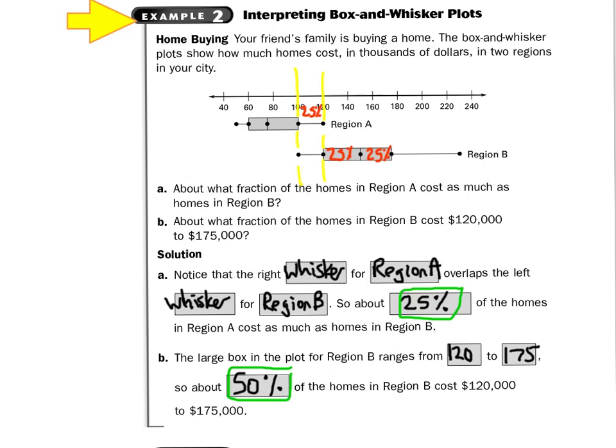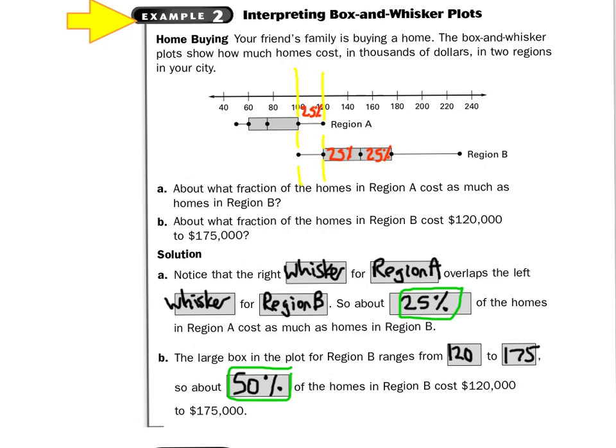Now they wanted a fraction, and you know 25% is the same as 1/4. Okay, look at question B. About what fraction of the homes in region B costs 120,000 to 175,000? So use this to help you, and you'll see the 120,000 is right here, so let it drop down. And then 175,000 is about here.